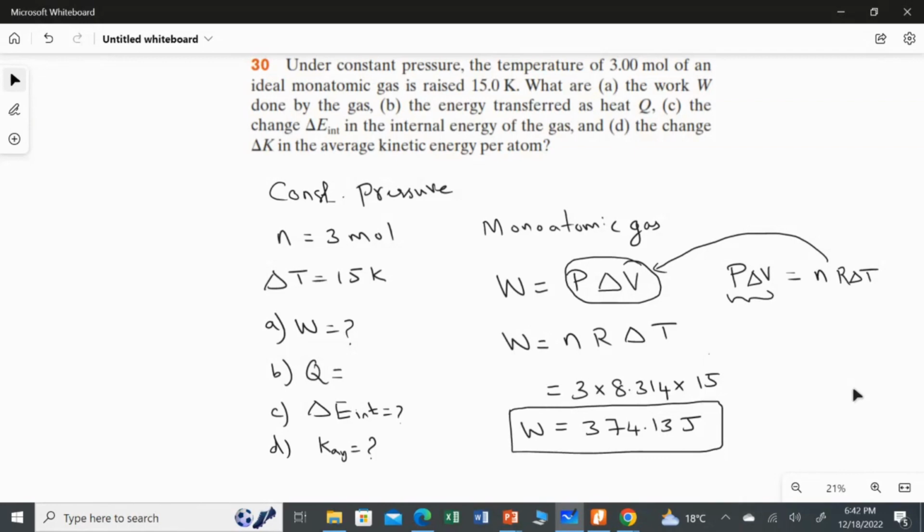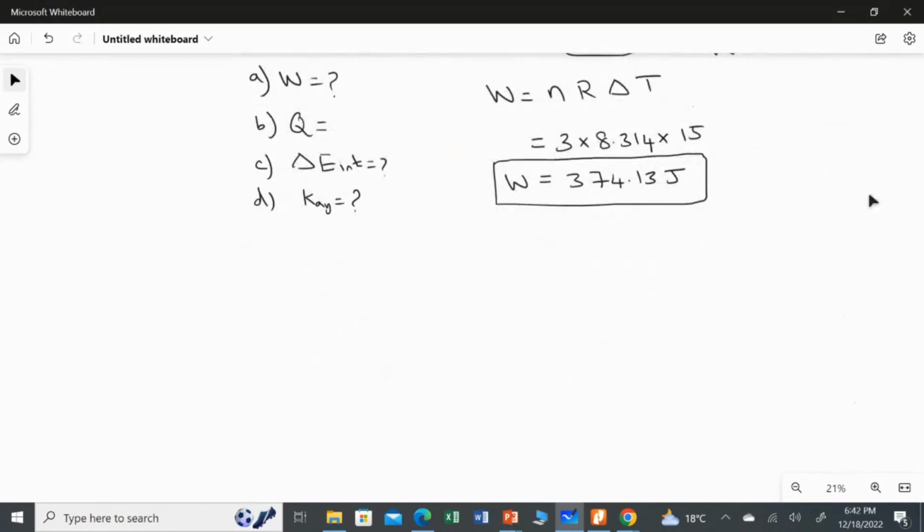Now we are going to calculate the heat energy transferred. For the B part, since this process is at constant pressure, we have to use the rule n Cp delta T, and the gas is a monoatomic gas. So the Cp value for a monoatomic gas is 5 over 2 times R.